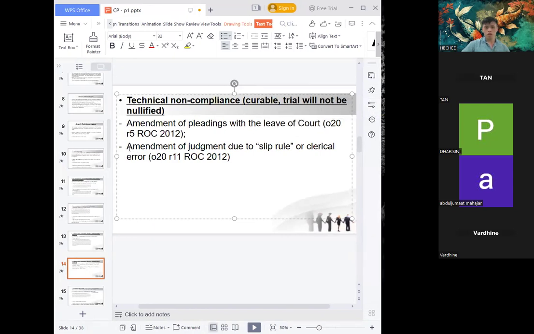Another one is amendment of judgment due to the slip rule. The slip rule means a clerical error. When the trial is completed, the judge will give a judgment. When you see the judgment has a certain error, like 1.5 becoming 1.4, you can apply to the court to amend the judgment. It will not invalidate the trial, and you can apply for the amendment. Okay.